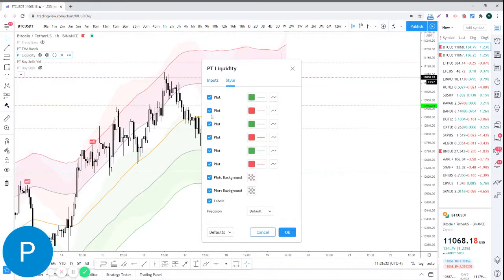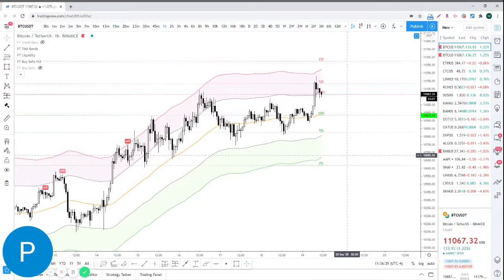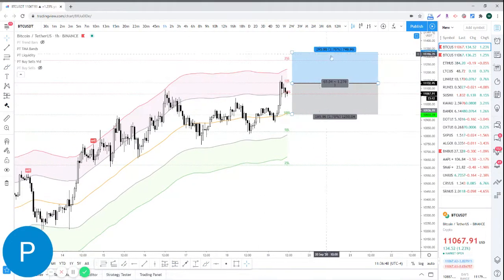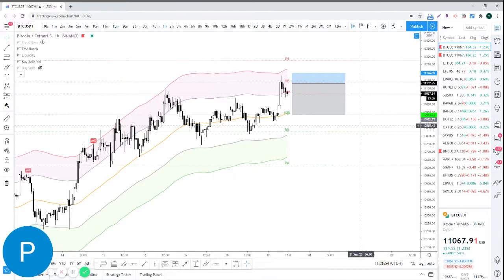Turn the cloud off. That's what I like to do. That's exactly how I like to play it. Short the top. Whether this works or not, I don't care. Stop loss there. Target the equilibrium. 100x. I mean, you're not going to get a cleaner setup than this.